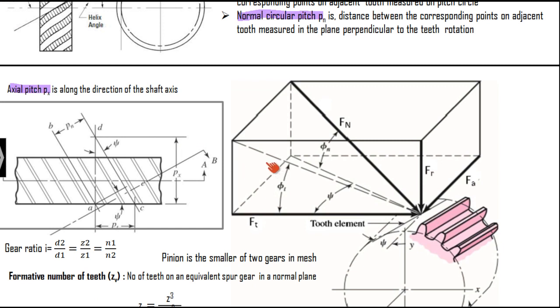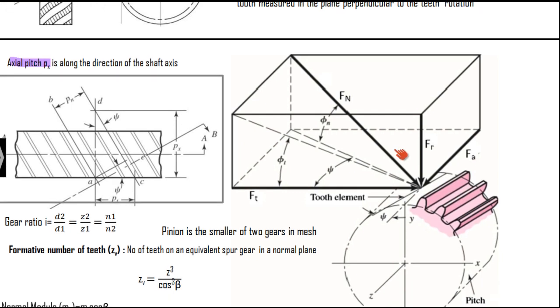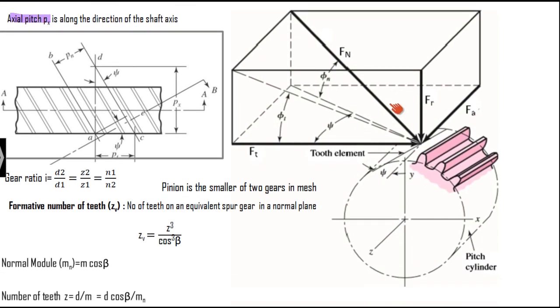Now comes the most important part, which is nothing but the force analysis. I hope you all remember the spur gear. In the spur gear, we have only two components, Ft and Fr. This is just because Fn, the normal force, was acting in this direction in the spur gear. This was the direction of action of the force in the case of a spur gear. But now, when we consider the helical gear, we have to consider this force system in three-dimensional space.